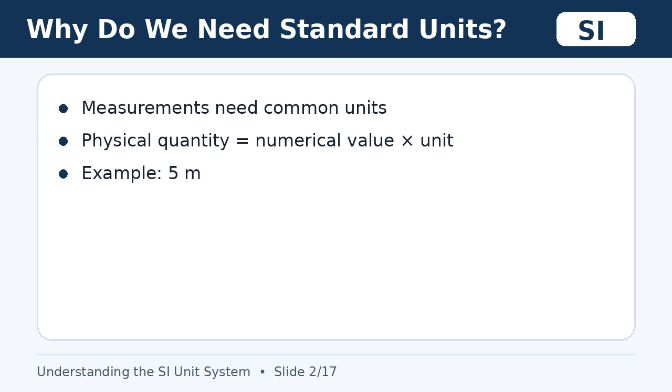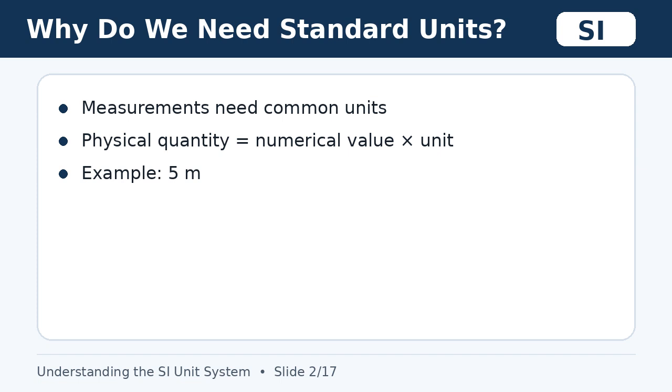Suppose one person measures the length of a room in meters, another measures it in feet, and another uses an unfamiliar local unit. Although all three people are measuring the same room, comparing their results would be difficult. A standard unit system solves this problem. The SI system allows scientists, engineers, students, manufacturers, and researchers throughout the world to communicate measurements accurately.